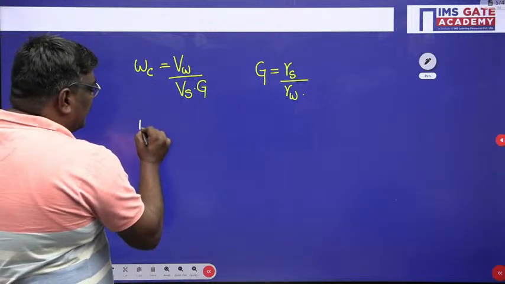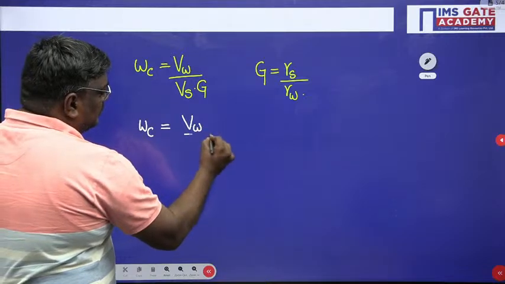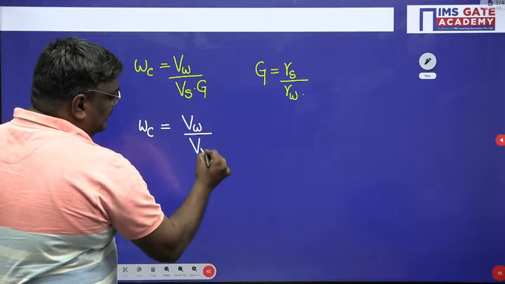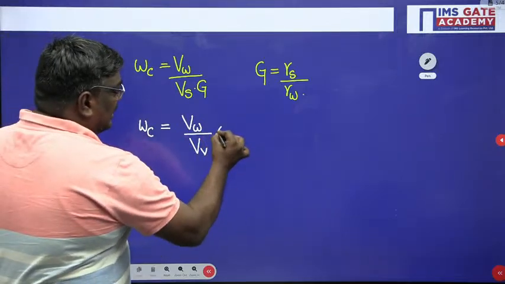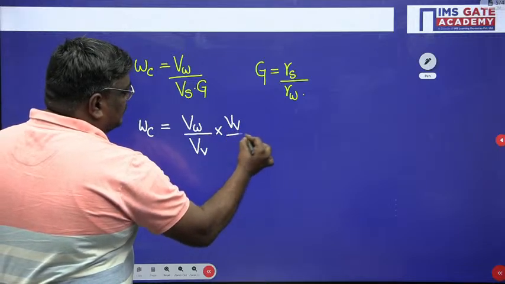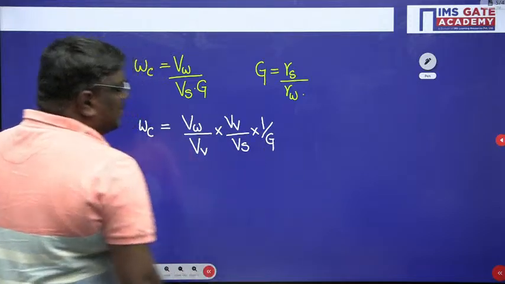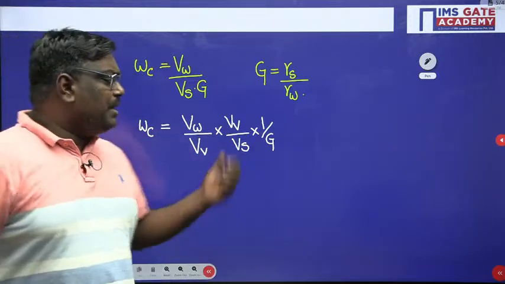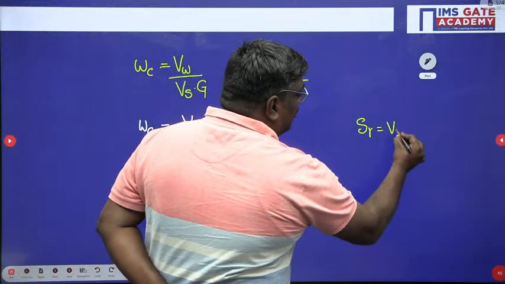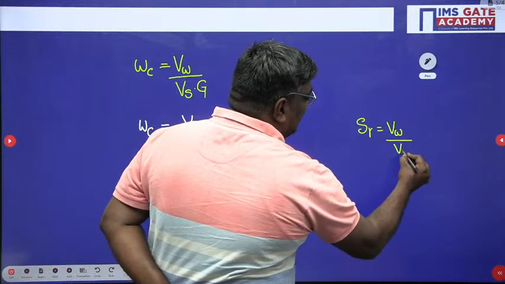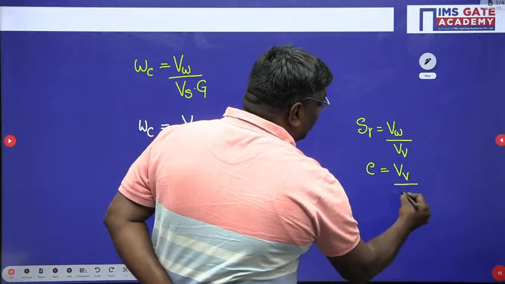Now, my dear students, I will do it this way. Water content can be written as volume of water upon volume of voids, multiplied and divided by volume of voids. I can write the equation like this: volume of voids by volume of solids into 1 by G. And remember, you are already aware what degree of saturation is. Degree of saturation is nothing but volume of water upon volume of voids. And what do you mean by void ratio? Volume of voids by volume of solids.